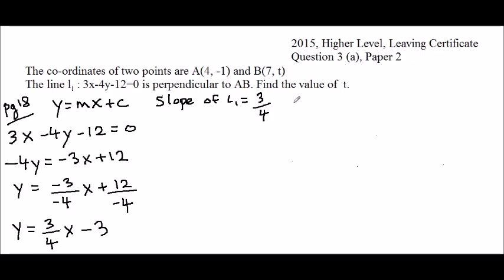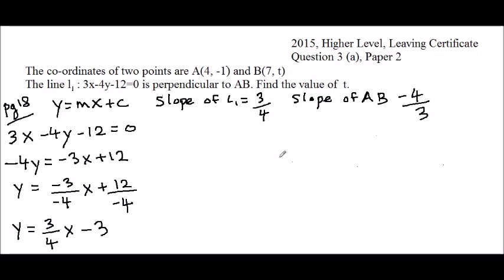Now, as we mentioned earlier, when we have the slope of L1, we can get the slope of AB. And what we do is we change the sign. So this is positive, that is a plus. So we make this minus and turn it upside down. So it becomes minus 4 over 3.